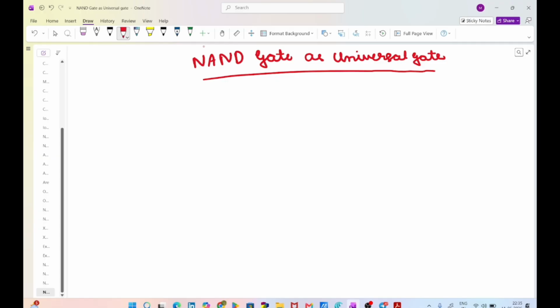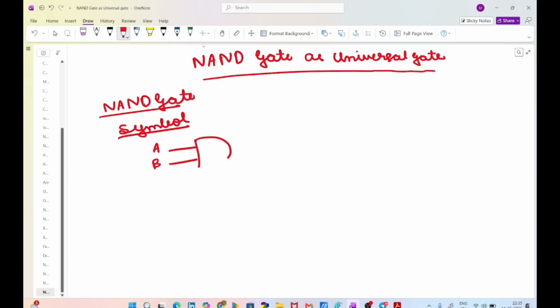Let us write the NAND gate symbol here. Let it be A, let it be B. The output is Y equals A dot B, whole bar. Let us write the truth table here.